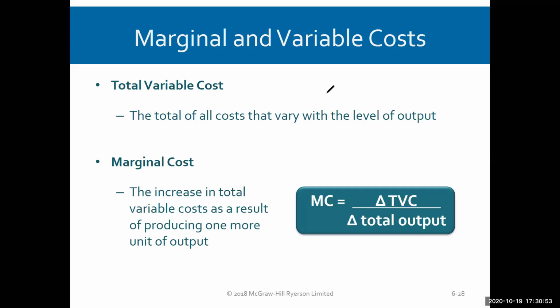Okay, enough time to think about it. Marginal cost, remember, is the change in total variable cost from producing one more unit of output. So it's change in TVC over change in total output.